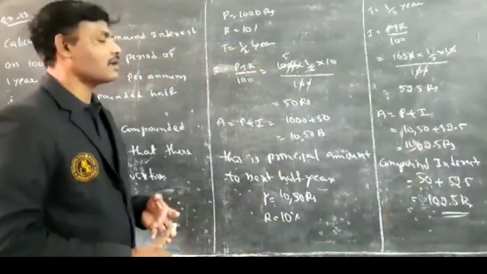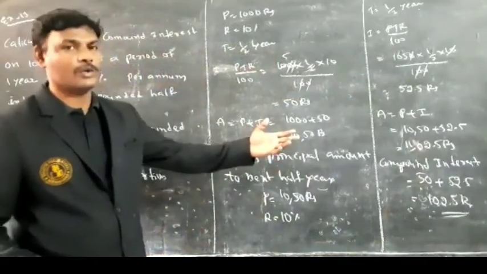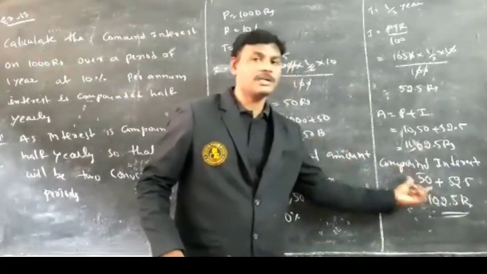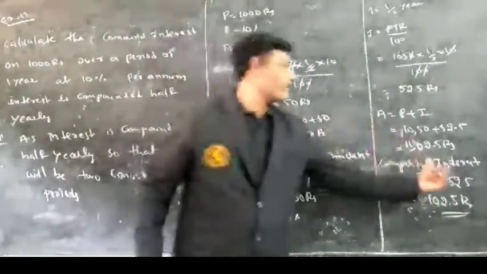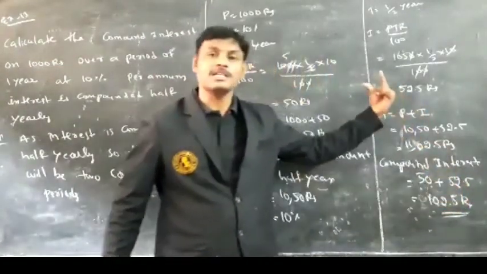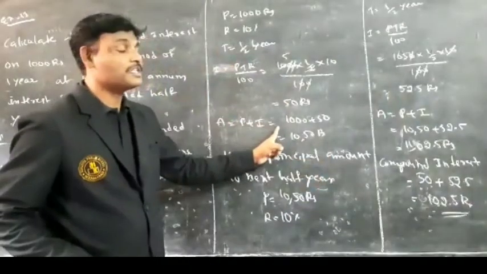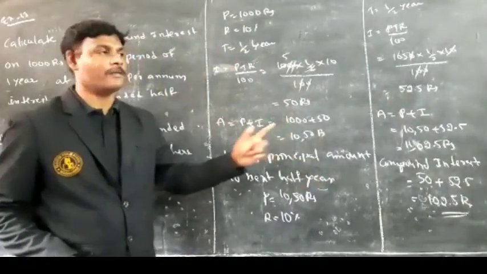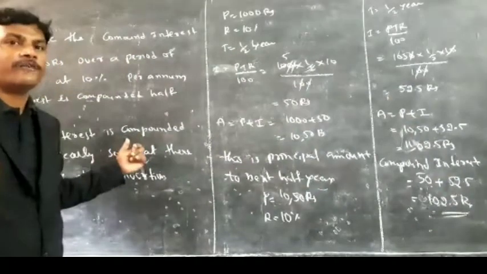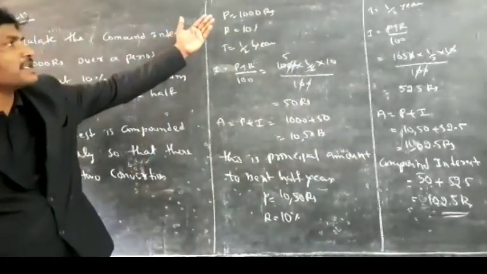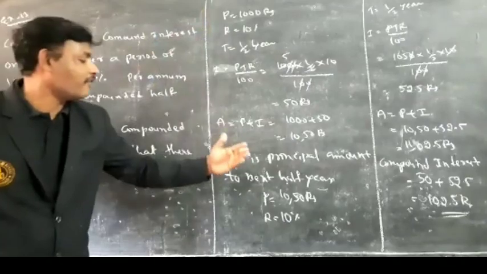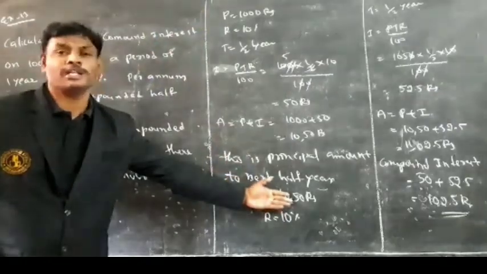Okay. What is the compound interest here? 50 plus 52.5. So this 50 is nothing but the first half year interest. This 52.5 is nothing but the second half year interest. So because of that, in compound interest, the principal amount changes every half year. Here interest is compounded half yearly. So the first half year principal amount is 1000. The next half year principal amount is 1050.